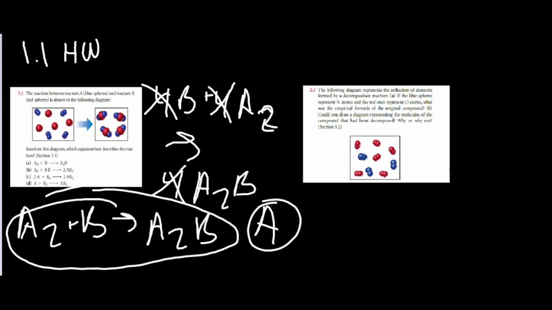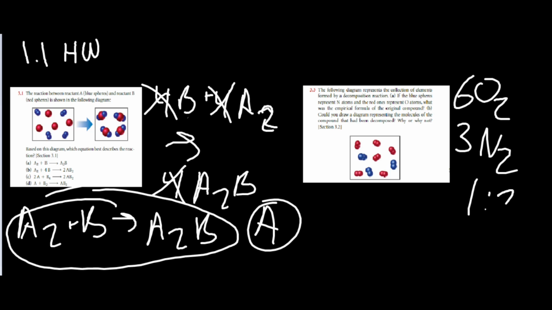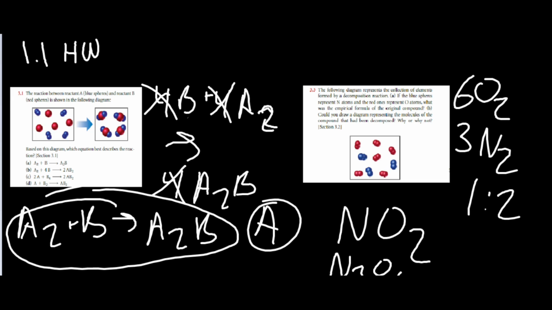So let's look at what we have. We have 1, 2, 3, 4, 5, 6. We have six O2 atoms, or 6 O2 molecules, and we have 3 N2 molecules. Now we have to find a molecule that gives us that ratio of a 1-to-2 nitrogen to oxygen ratio. And what gives us that? It's going to be NO2. Or you could also write this out as N3O6, but the empirical formula, the most simplified formula, is NO2. So that is the answer.